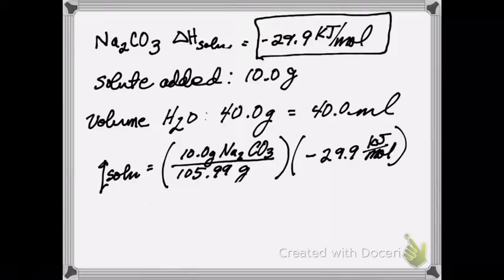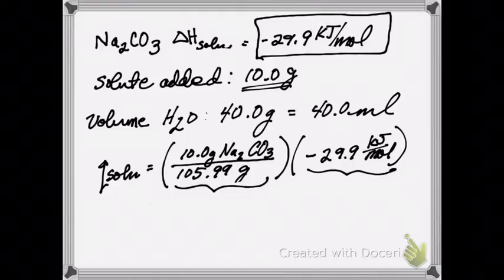So what I'm going to do is I'm going to take the 10 grams of solute, convert that to moles, which is what you see right here, and then multiply it by my value of delta H solution for sodium carbonate, which is right here. Let's figure out exactly how much heat, grand total, was lost. I get negative 2.82 kilojoules.